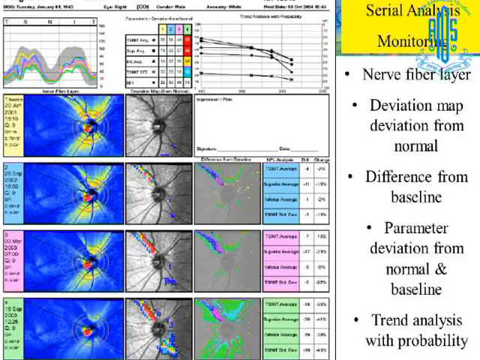The serial analysis has a nerve fiber layer examination of each visit on this side, which shows you the examination at different times of the visits. Then comes the deviation map, which gives you the comparison from the normals, and the grayscale shown here gives you the comparison from the baseline examination. The parameter tables show you the change from the baseline as well as from the normals. And then at the end, you can have a trend analysis plotted in graphic form.